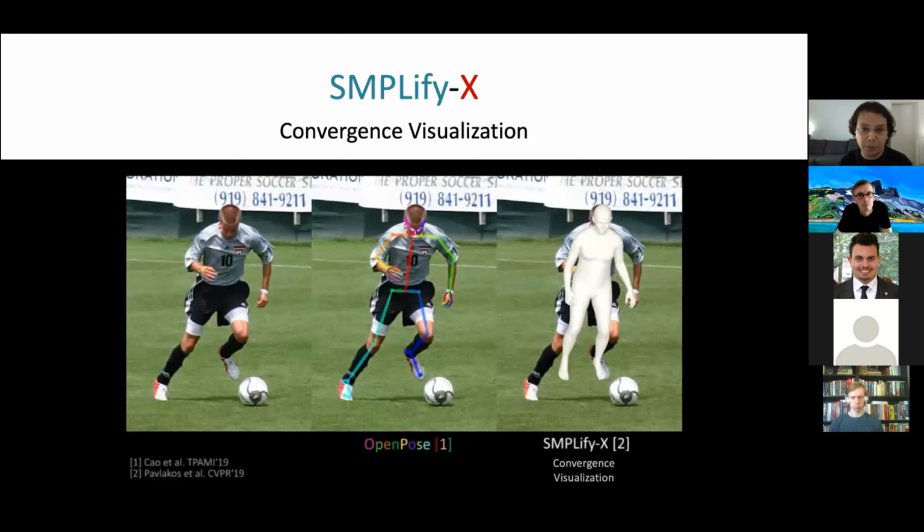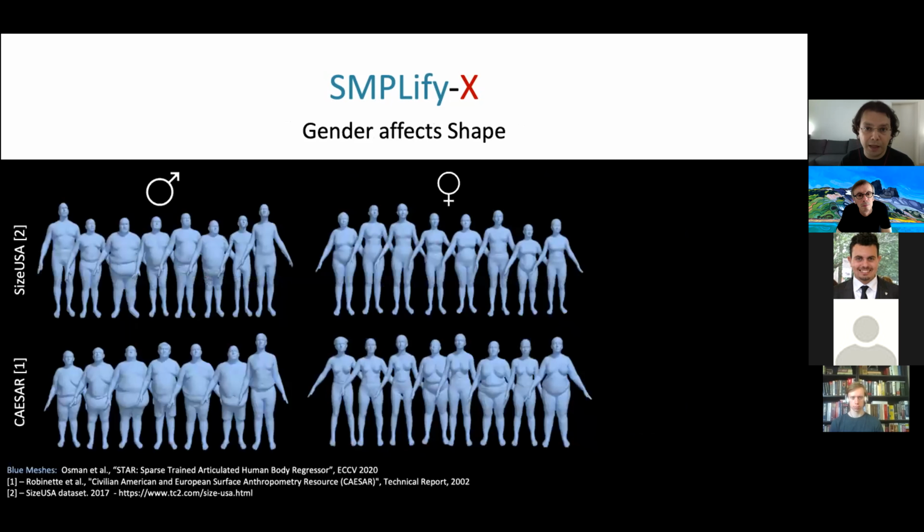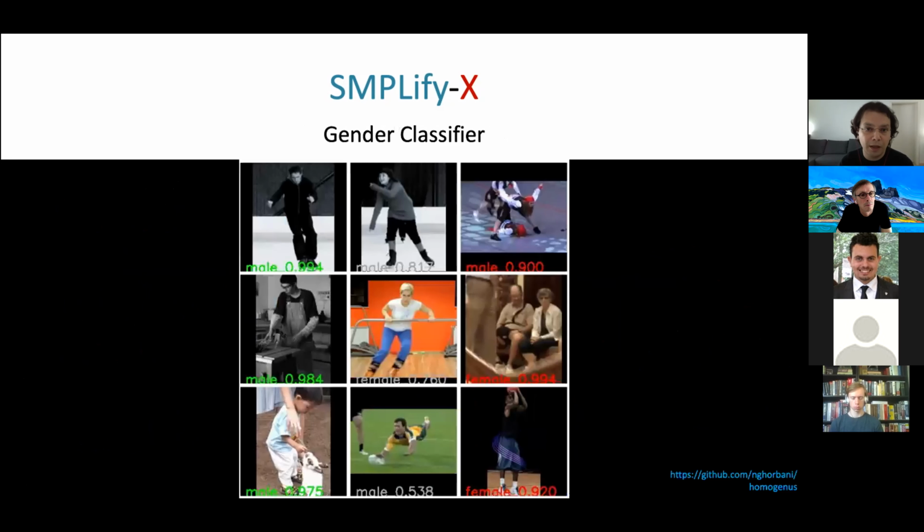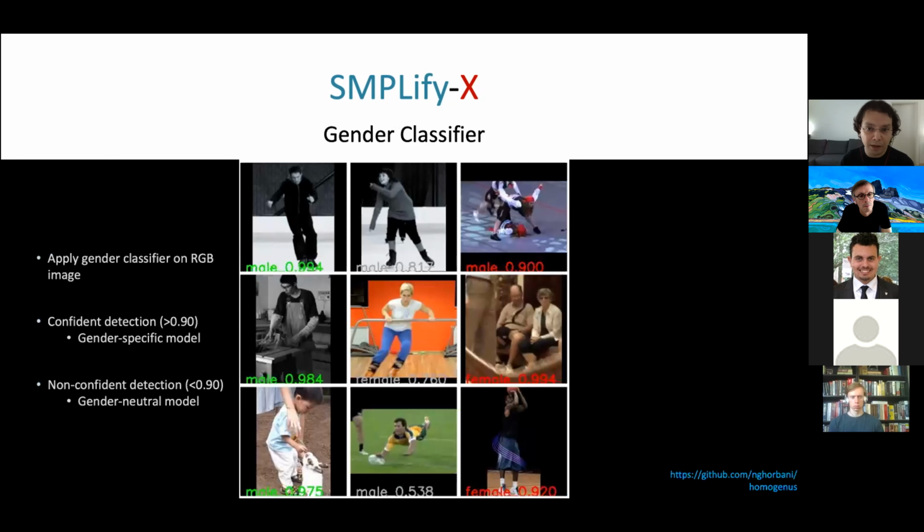This is a visualization of the optimization convergence from the initial template to the final configuration. And please notice that the video is sped up for visualization purposes. The final result looks realistic. However, for the same 3D joints, 3D shape is highly influenced by gender. Looking at mesh registrations for big datasets of human scans, we notice that male and female bodies follow a different distribution. We therefore train a classifier that predicts a gender label for the input image. And when the classifier is very confident, we use the respective gender-specific SMPL-X model. In the opposite case, we use a non-binary gender-neutral SMPL-X model.